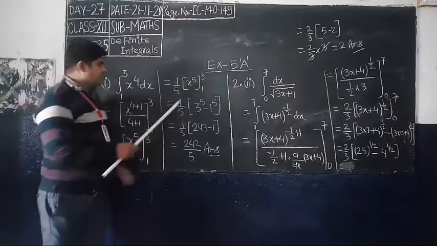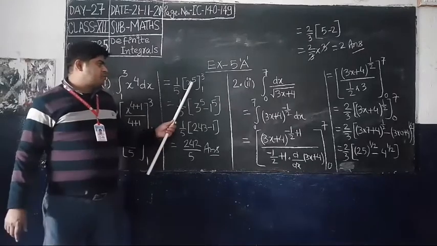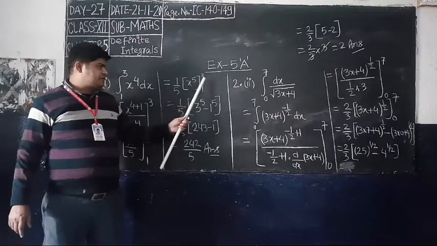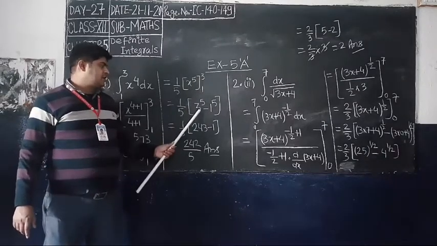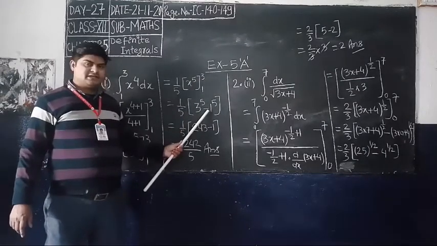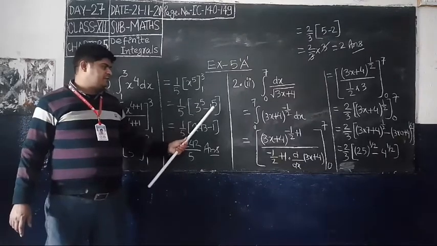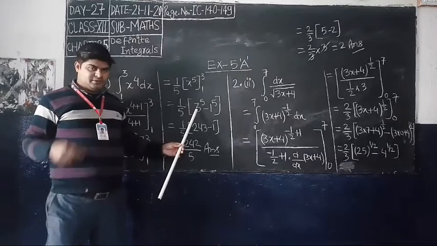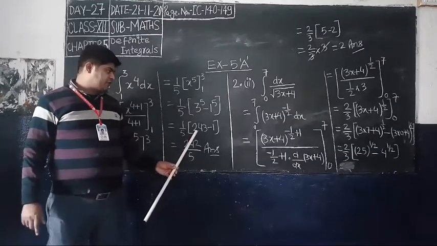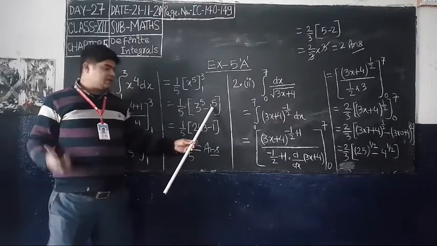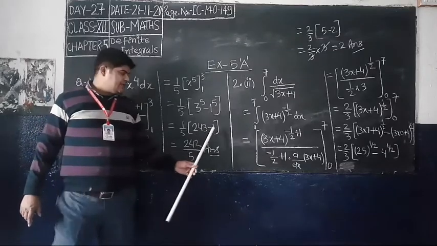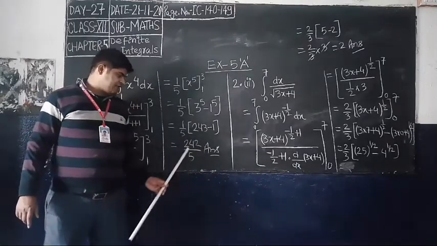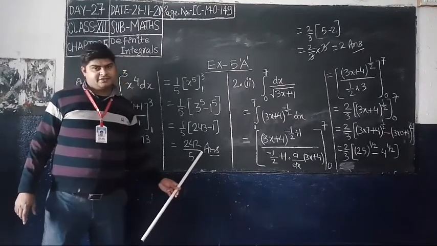Then after 1 by 5, you put 3 instead of x. First you put the upper limit, 3 to the power 5, minus the lower limit, 1 to the power 5. One by 5, and 3 into 3 into 3, five times, becomes 243, and 1 to the power 5 becomes 1. So 243 minus 1, your answer is 242 by 5.